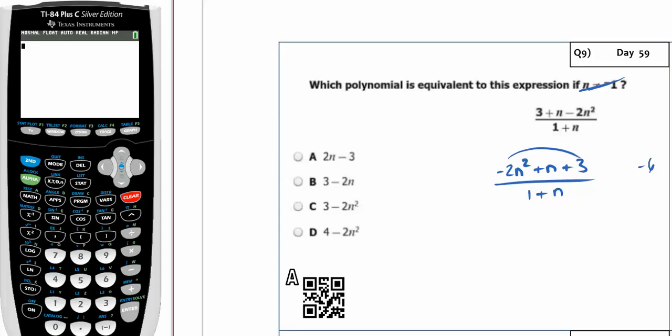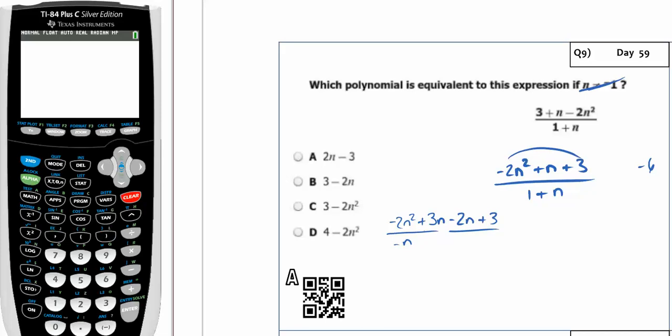Now I'm going to rewrite this, and I'm just working on the numerator here. I'm going to rewrite this as -2n squared, and then I need to figure out what two numbers multiply together to give me -6, but add up to a +1, and that's 3 and -2. So I'm going to rewrite the middle term as plus 3n minus 2n, which will give me that 1n, plus 3.